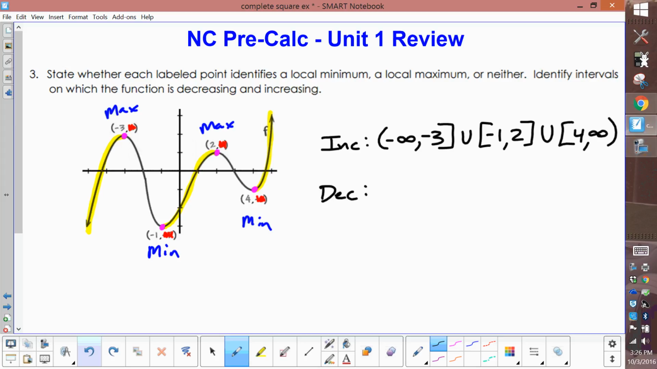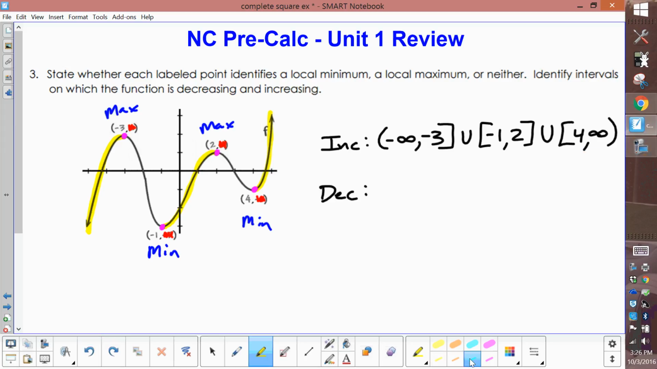So this portion right here is the first yellow highlighted part. This portion right here is the middle highlighted yellow part. This portion right here is the last highlighted yellow part.